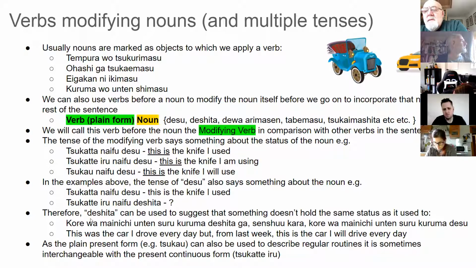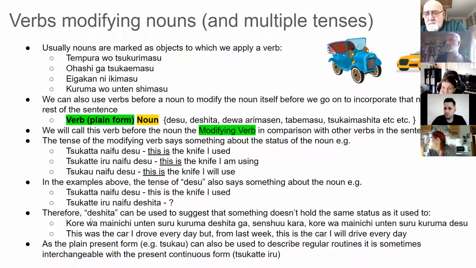Yeah. So I think we actually discussed this kind of problem the first time we went through this. Yeah, we did. I mean, it's almost certainly you won't use that form, but what that would mean is this was the knife that I used, but now it is something else. So it means that the knife that you used has now been transformed into something else. So almost certainly you won't use it. Tsukau knife deshita is the same. Tsukau knife deshita ga. Tsukatta knife deshita ga.